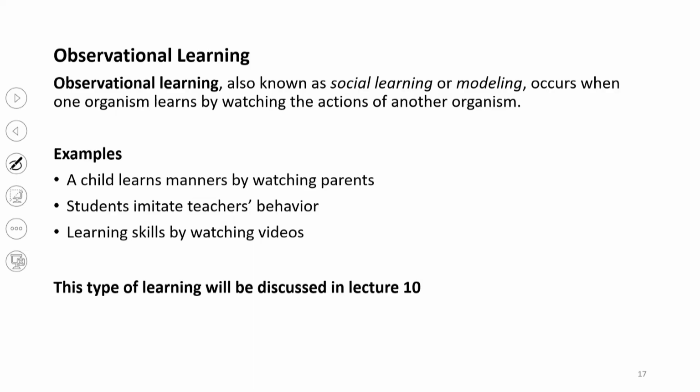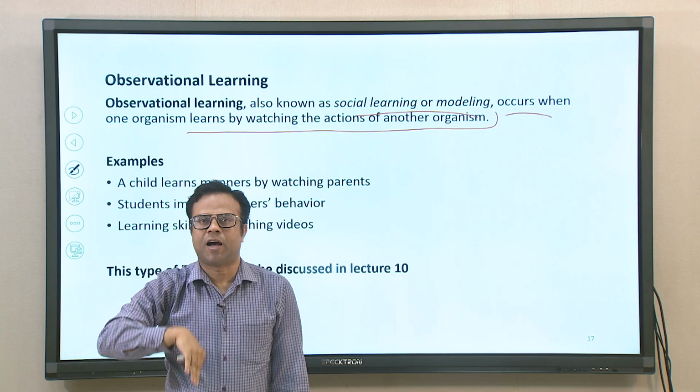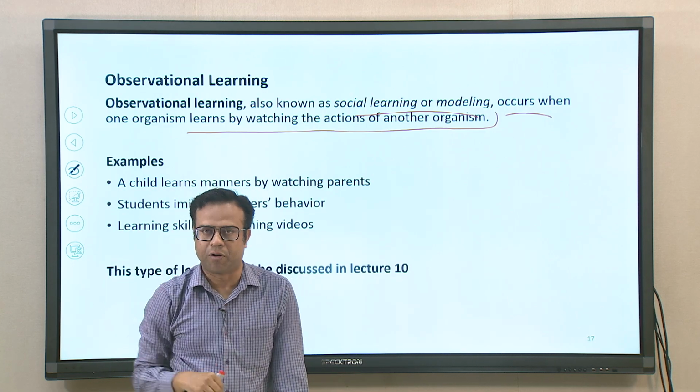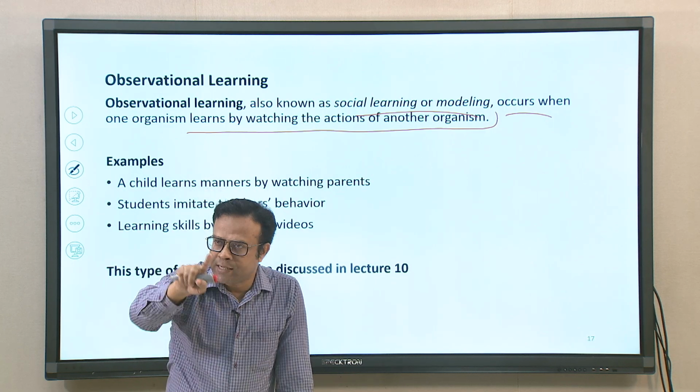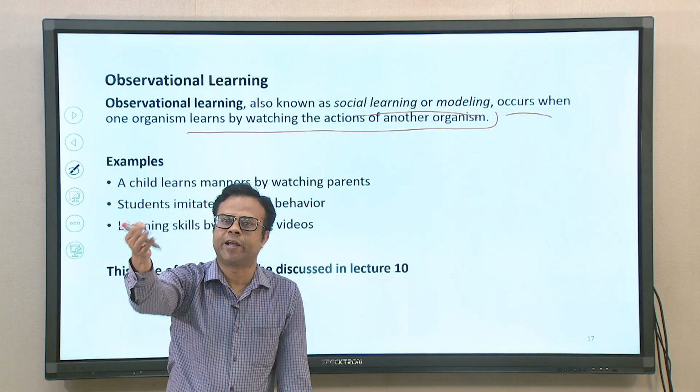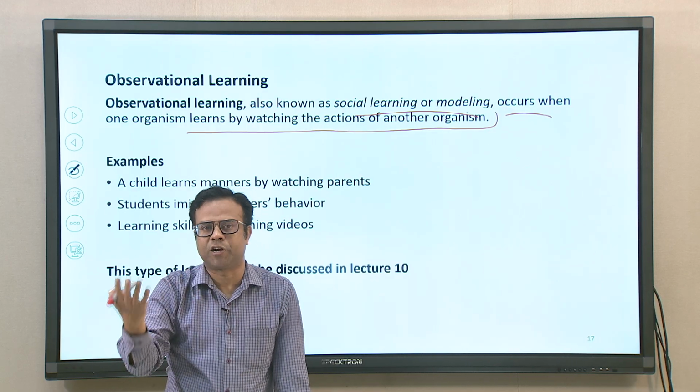The third category of learning, through which human beings acquire a lot of things in our life, is observational learning. What is observational learning? It is also called social learning, also called modeling. It occurs when an organism learns by watching the actions of another organism. We simply learn by looking at other people, other situations or situations in the environment. Simply, I see somebody doing something and I learn it by looking at them. Okay? So, those are called observational learning.